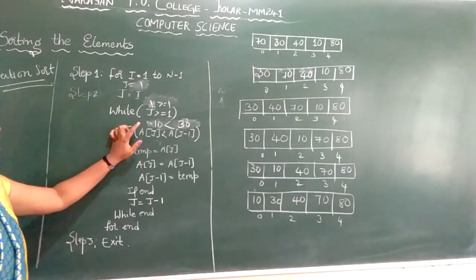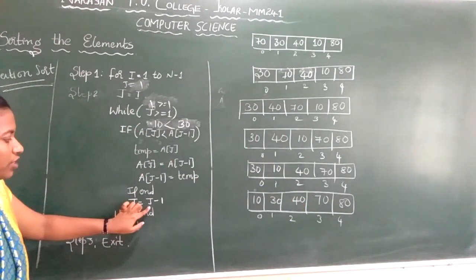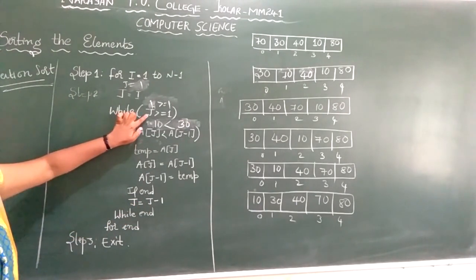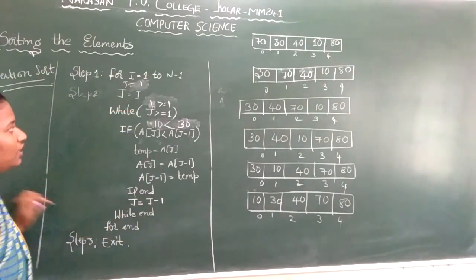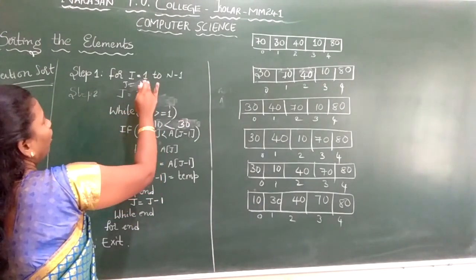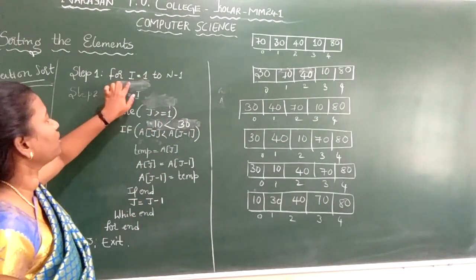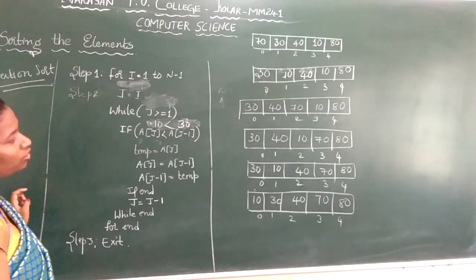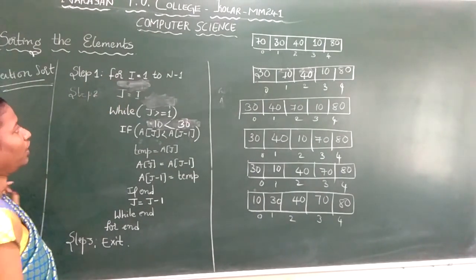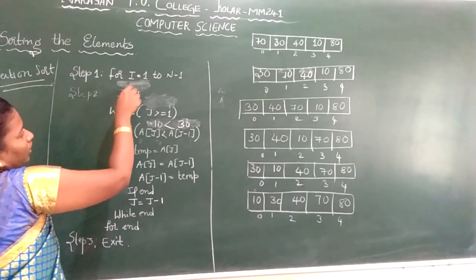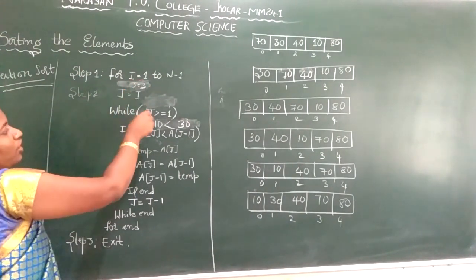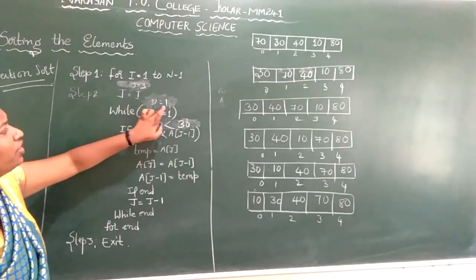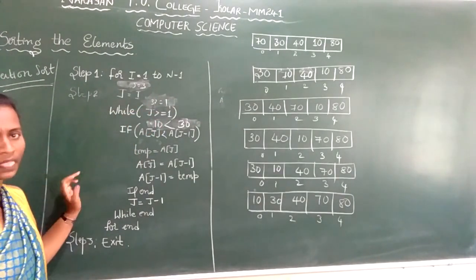Now see here. Again your j value is 1. 1 minus 1 is 0. When j is 0, is 0 greater than or equal to 1? No, condition fails. It comes out of your while loop. Now initially your i was incremented to 2, now your i was incremented to 3 in the for loop. So your i value is 3, j value is 3. Now 3 is greater than or equal to 1. Yes, 3 is greater than or equal to 1.